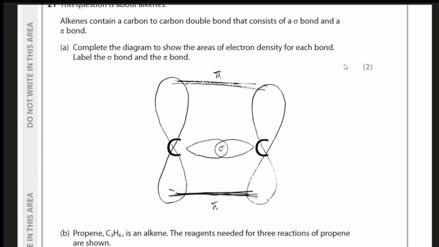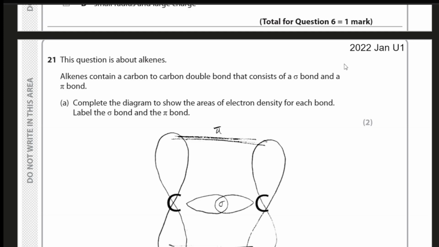Now again, let's move on to the next one. The question is about alkenes. Alkenes contain a carbon-to-carbon double bond that consists of a sigma bond and a pi bond. Now they told you to complete the diagram to show the areas of electron density for each bond and label the sigma and the pi bond.